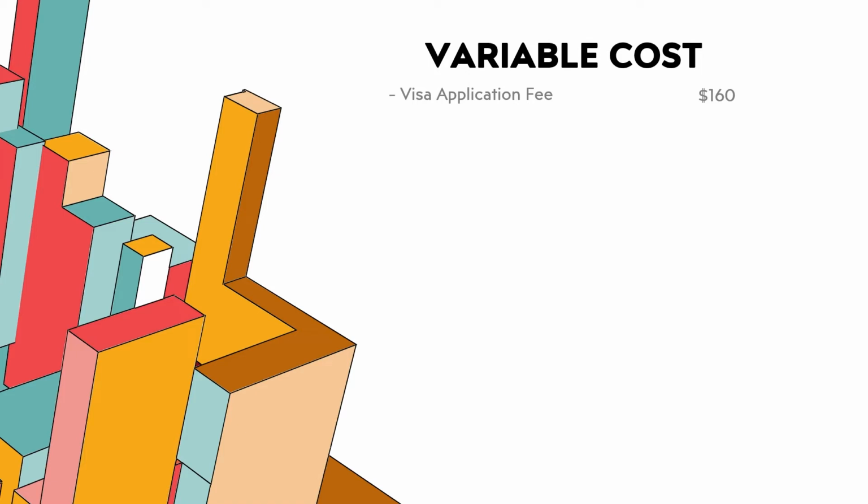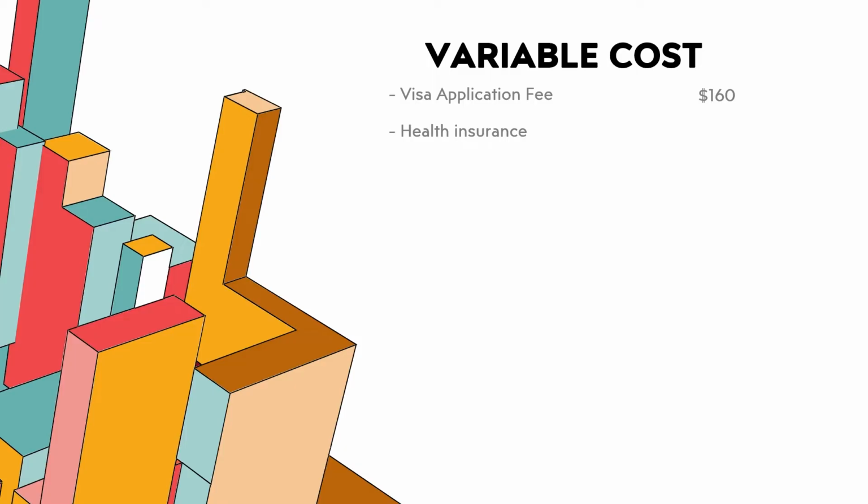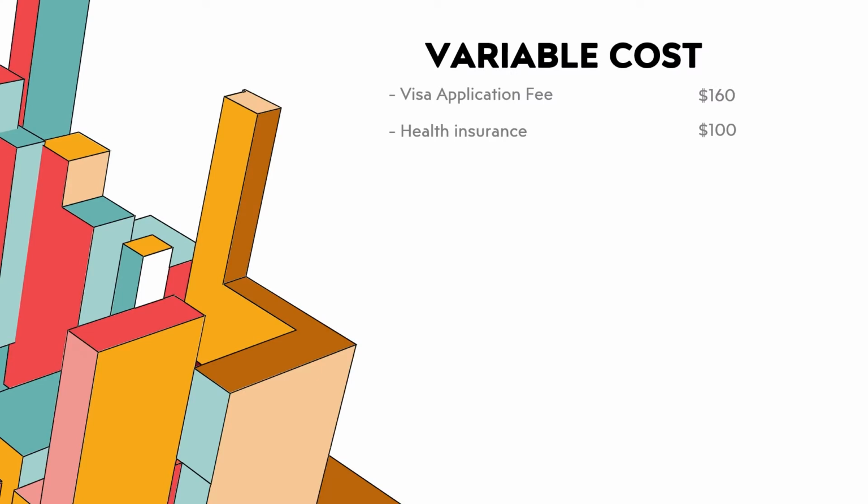The next one is the health and evacuation or repatriation insurance. Now this one depends on the insurance company. For Amity's insurance partner, it is currently $97 per month. Let's just put 100 for easier calculations. The next one is the plane ticket. This one varies a lot depending on where you are in the Philippines and your destination.